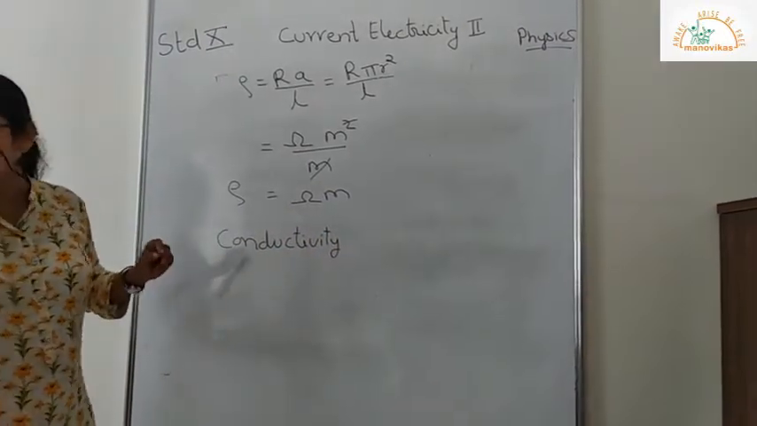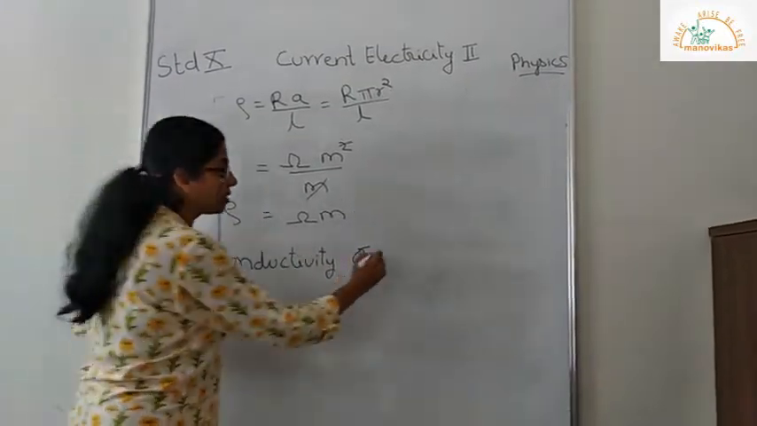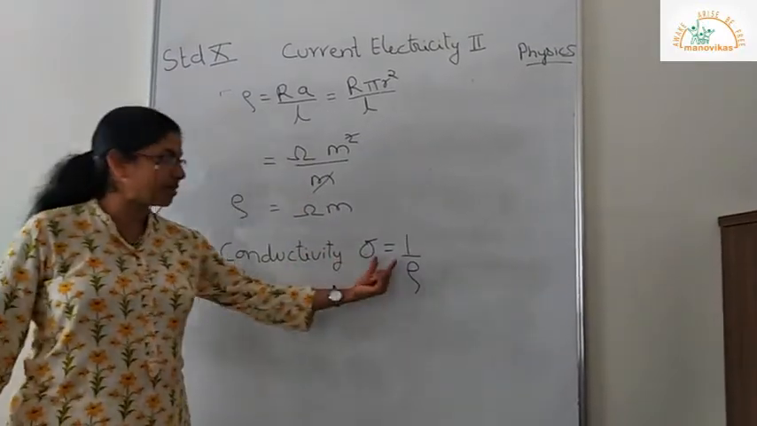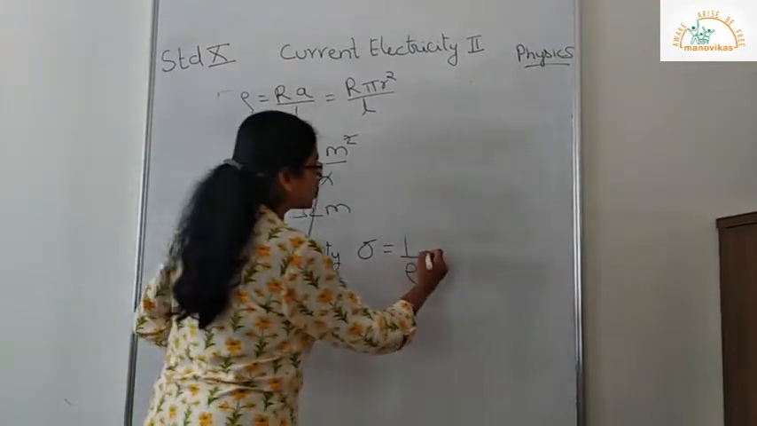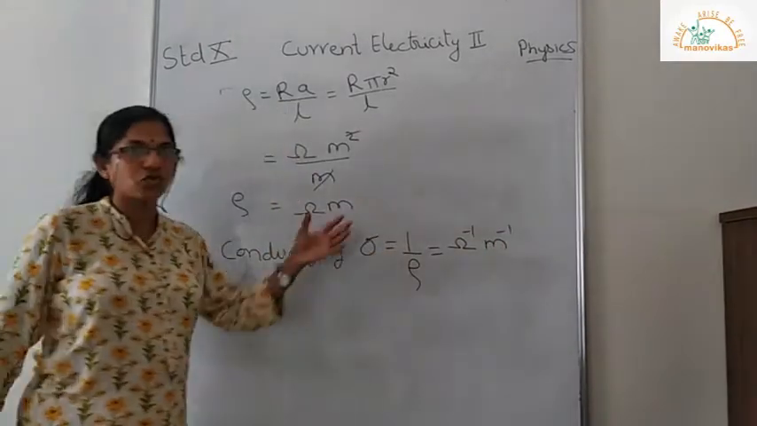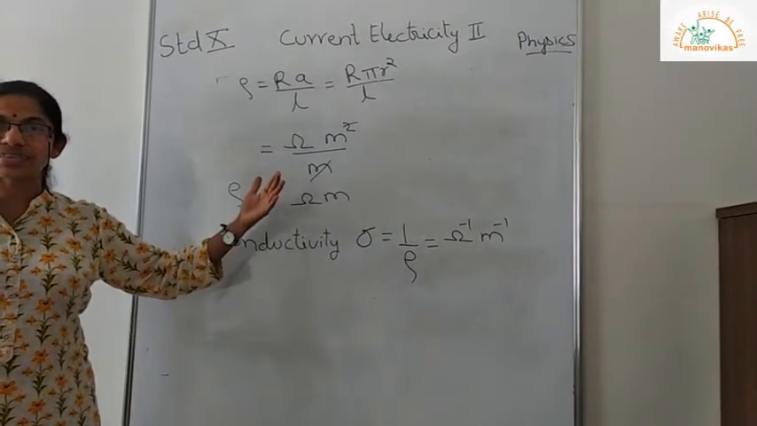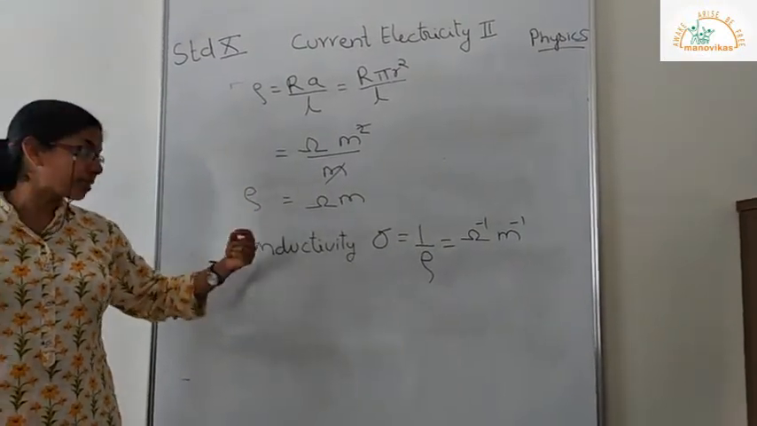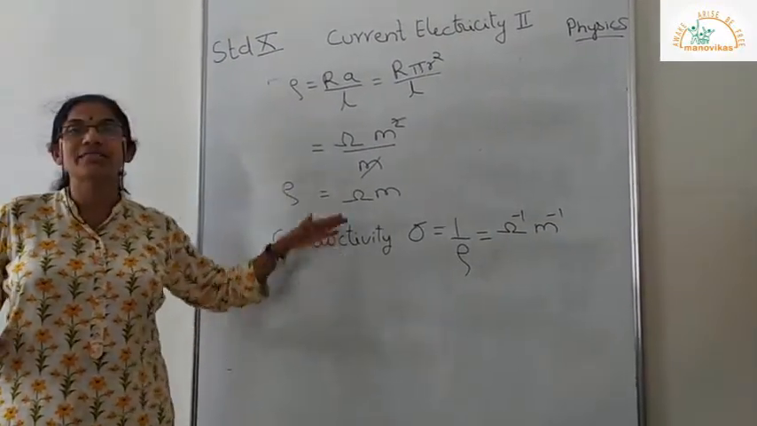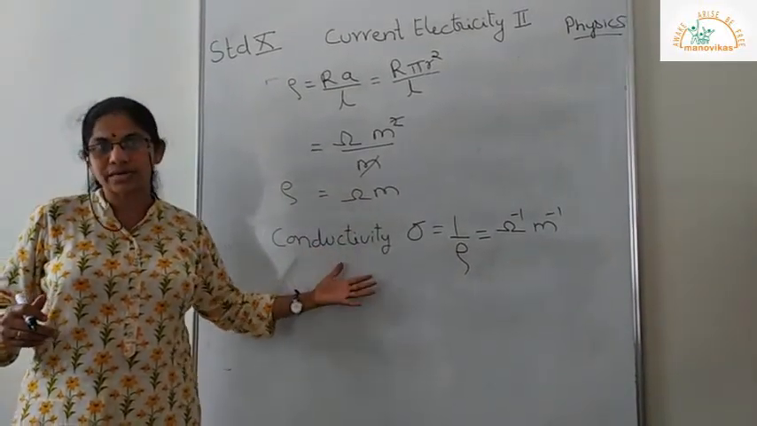Conductivity, which is given by the Greek letter sigma, is the reciprocal of resistivity. So sigma is equal to 1 upon rho, and its unit will be per ohm per meter, which is also called Siemens. A substance which has very high resistivity will have low conductivity, and a substance having low resistivity will have high conductivity. Like metals have very high conductivity and non-metals have very low conductivity.